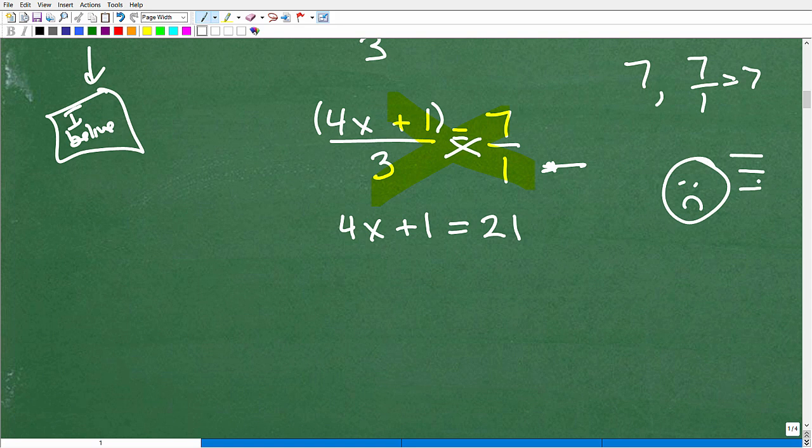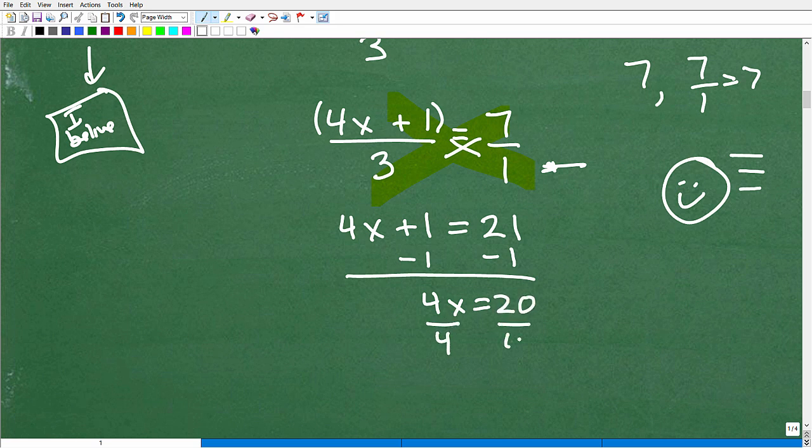Okay, but if you're with me so far, then let's keep going with this problem. So we're going to solve for x. I'm going to subtract 1 from both sides of the equation. I get 4x is equal to 20. Now to solve for x, I've got to divide both sides of the equation by 4. So I get x is equal to 5.